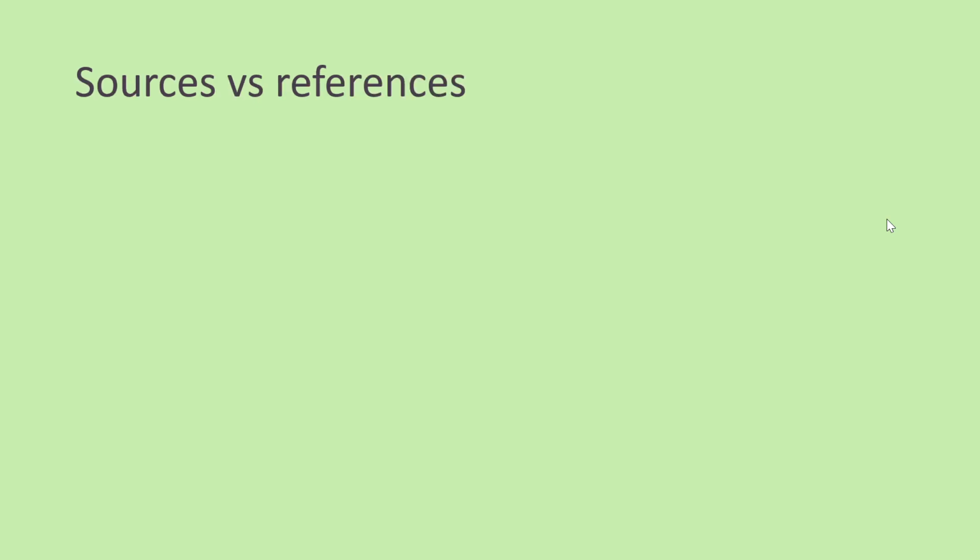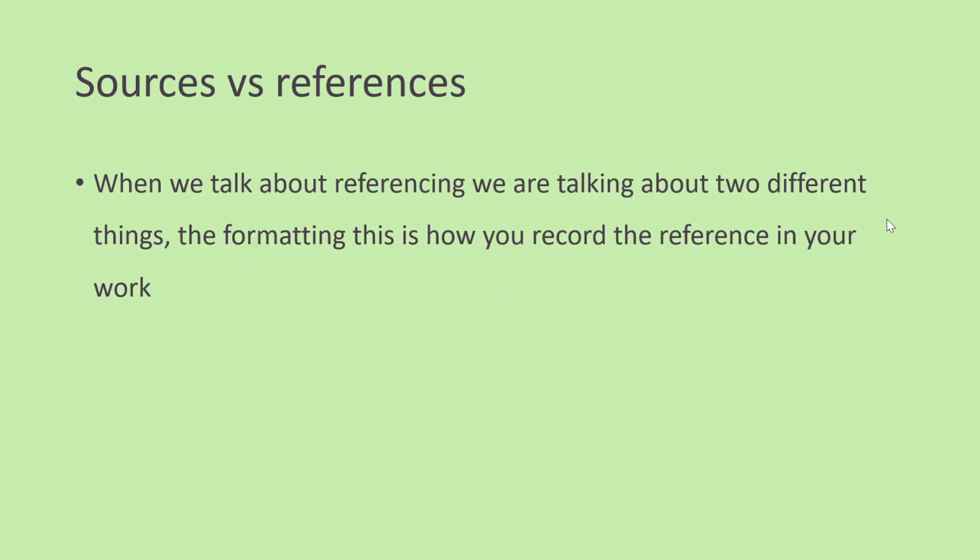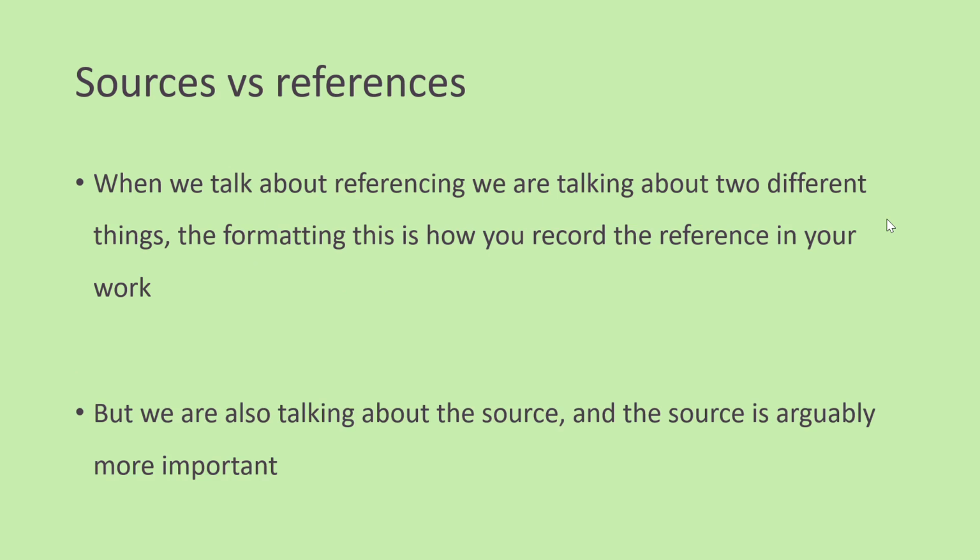What do we actually mean when we talk about referencing? Well, we are talking about two different things. We're talking about the formatting of how you record the reference in your work. But we're also talking about the source, and I would argue that the source is more important because the source is where you got your information from. And at undergraduate level, you need to be going away, reading a lot around the topic you're writing about, and then using that information that you've read to help form your own argument and your own points in your academic work. So we're going to talk about formatting and sources separately, and we'll start with what formatting means first.